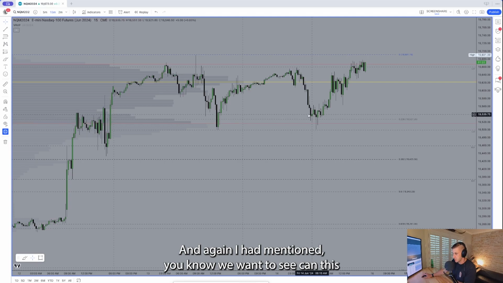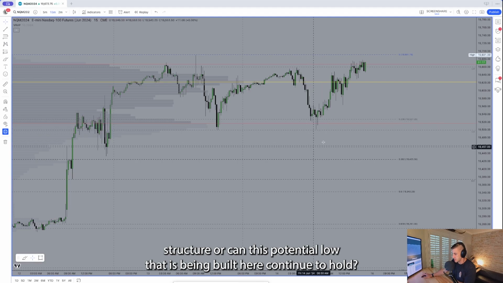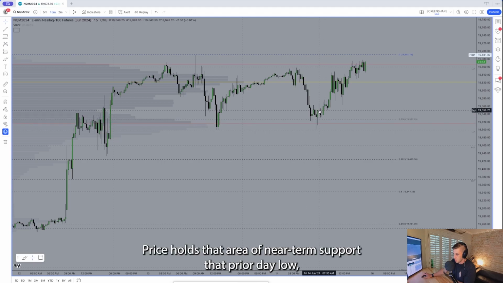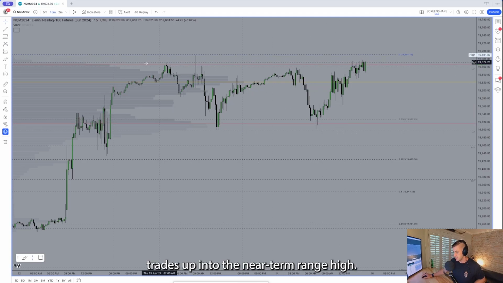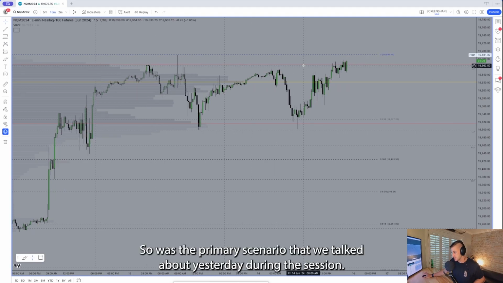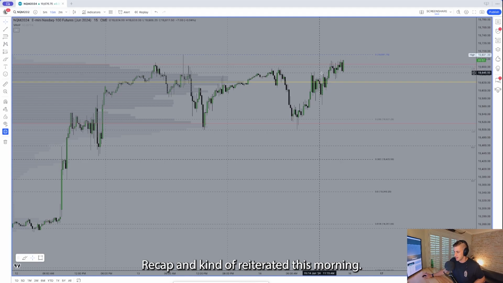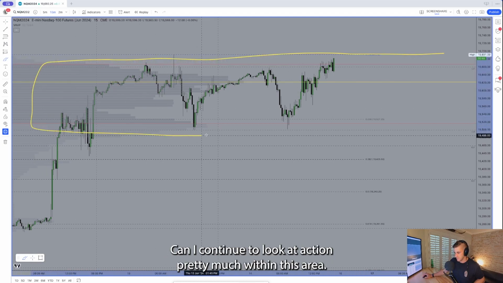And again, I had mentioned, we want to see, can this structure, can this potential low that is being built here continue to hold? The answer was yes. Price holds that area of near-term support, that prior day low, that 19,500 level, right? Trades up into the near-term range high. So it's the primary scenario that we talked about yesterday during the session recap and reiterated this morning. And so now the range has become a lot more clear, right? Going to continue to look at action pretty much within this area.